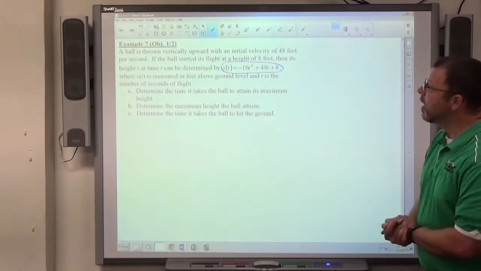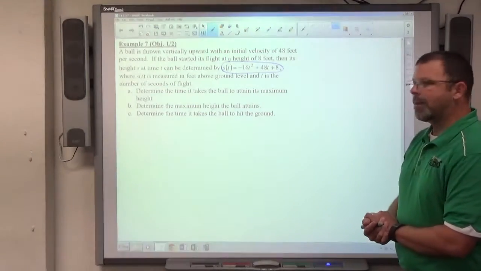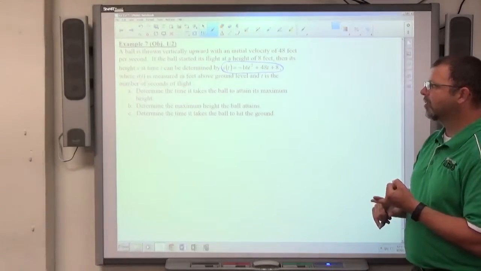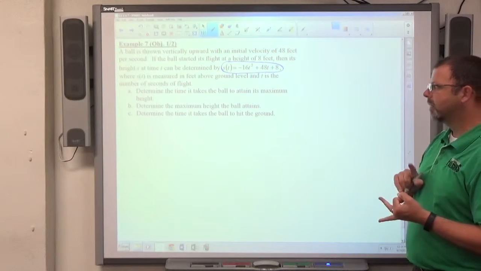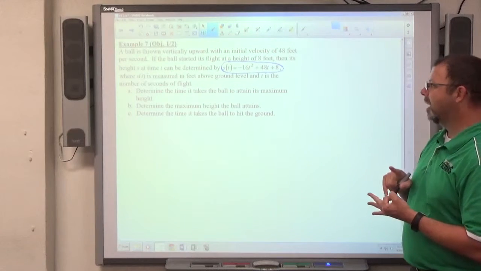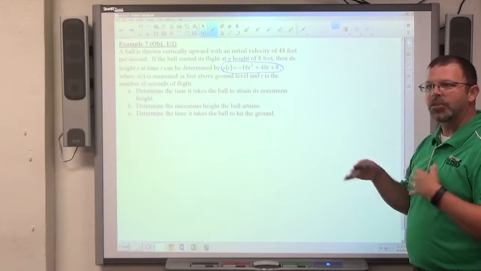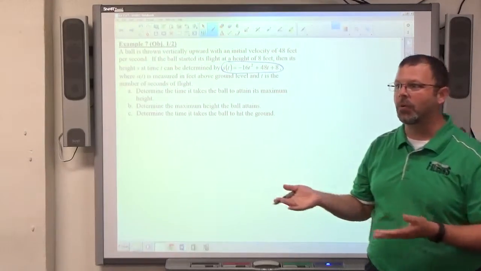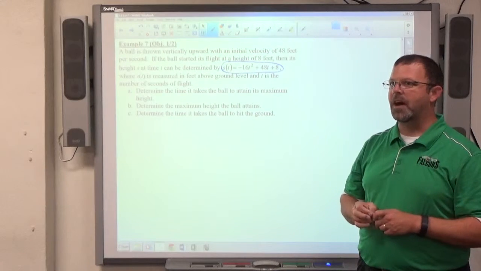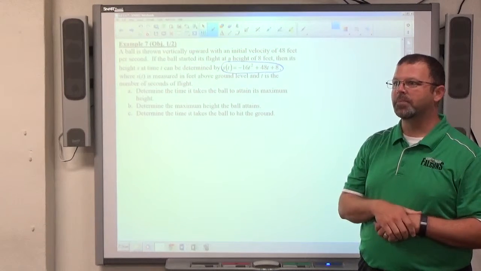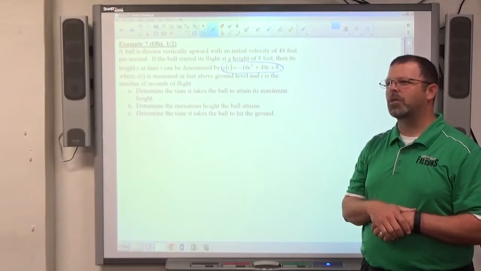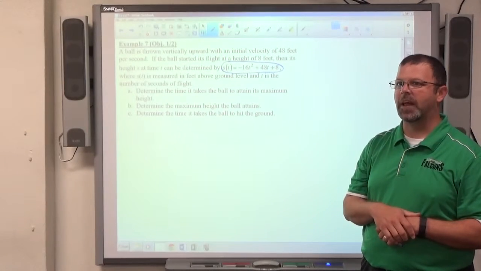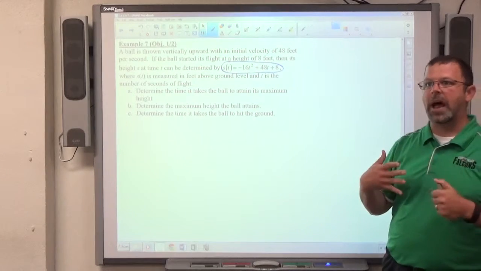All right, anyway. Questions they're going to ask about this. How long does it take to attain its maximum height? What's its maximum height? How long does it take to hit the ground? Those are the types of questions they ask. When is it going in a positive direction? When's it going up? When's it going down? How fast is it going at this moment in time? Those types of questions can be asked. That's more of a calculus question than a pre-calculus question, that last one. But those are the types of questions they're going to ask based on this.